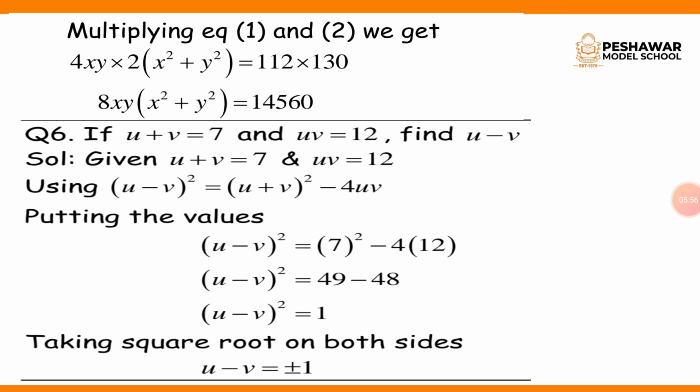This is formula number 4, which is written in a different form. Putting the values, u minus v whole square is equal to 7 square minus 4 into 12. 7 square is 49 minus 4 twelves are 48. Subtract both, we get 1. We have to find single u minus v, so taking square root on both sides we get plus minus 1.